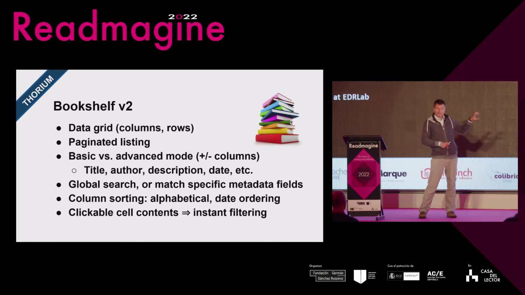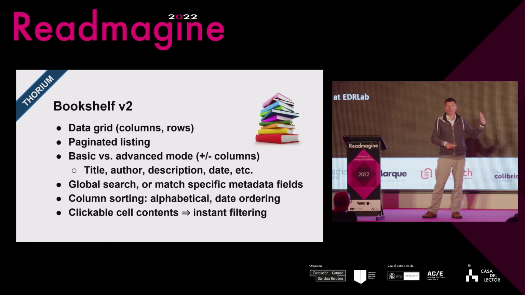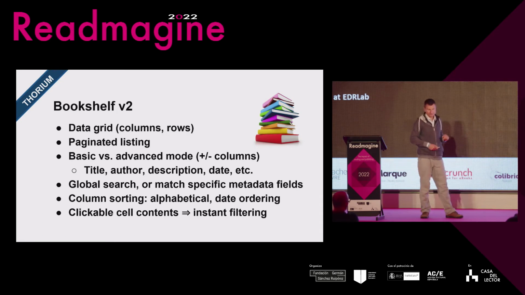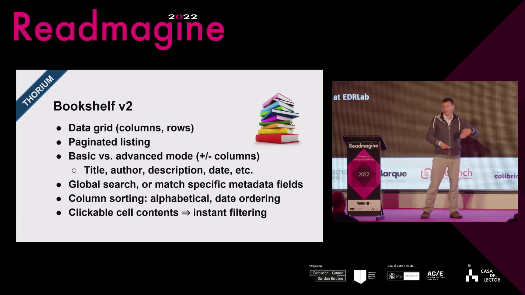This new bookshelf has global search in it. I can type any keyword, and it will find it in the title, in the name of the author, in the description that's supplied in the publication metadata, anywhere. Or I can choose to pick a particular metadata, like the title of the publication, and search only in that field. Every column can be sorted, ordered in descending or ascending order.